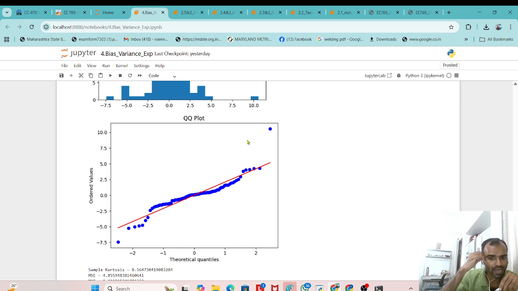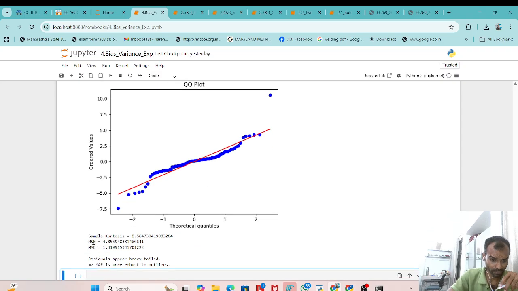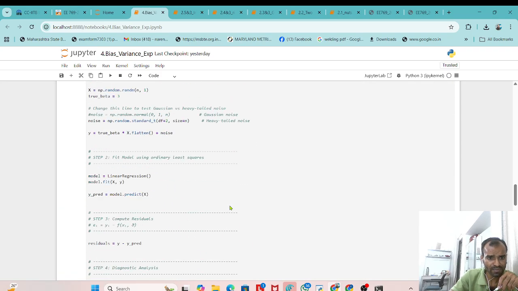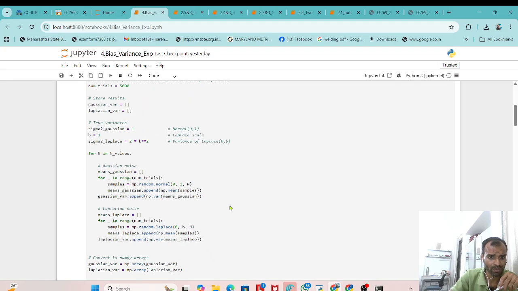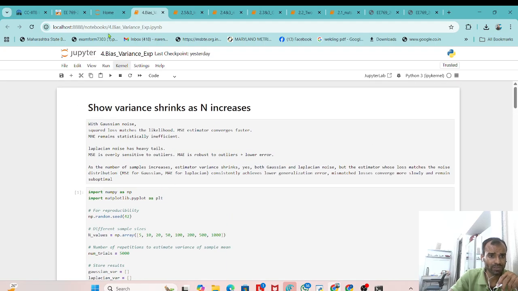So if there are some outliers, then MSE cannot give a good result, and we have to use the MAE. And if you see the kurtosis, the value is much more than 3. So here MAE beats the MSE. This is clear from this code and these expressions.